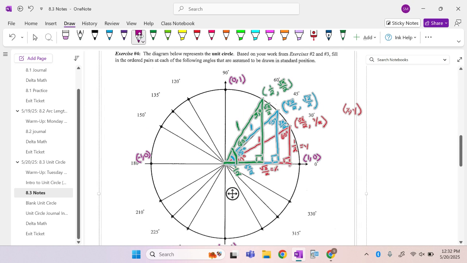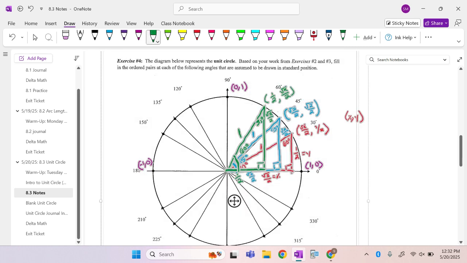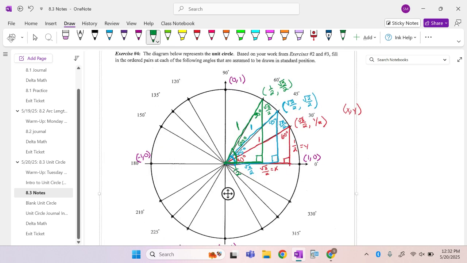Right, so it'd be negative 1/2, square root 3 over 2. Because if we think about it, this right triangle is 60 degrees. 120 is 60 degrees away from 180. Thus, the 30, 60, 90 triangle where the 60 degree is at the origin. So we use the same thing as the green triangle.